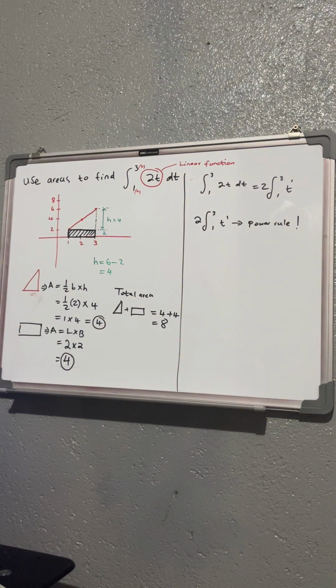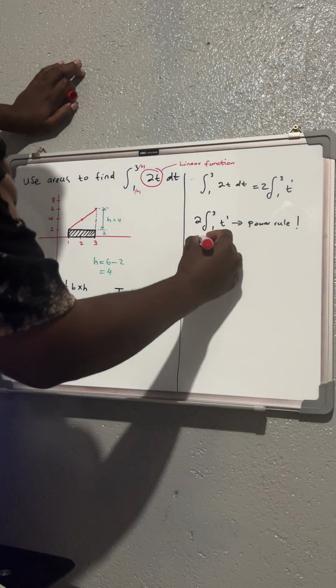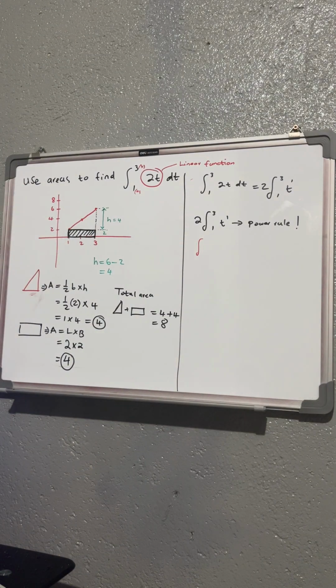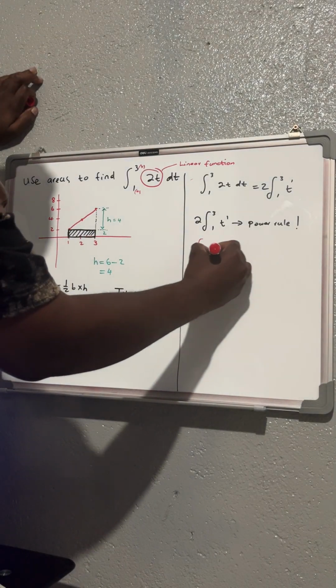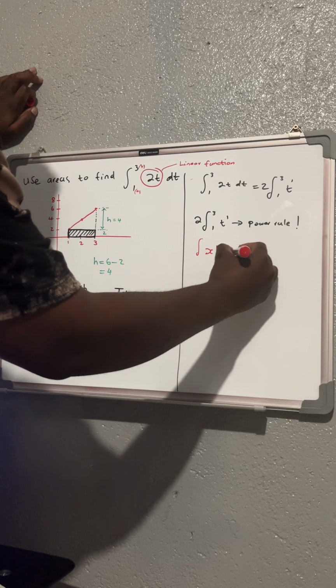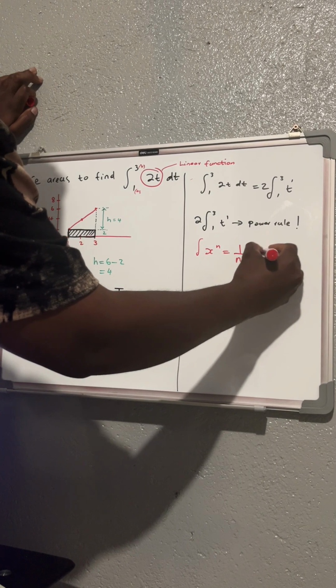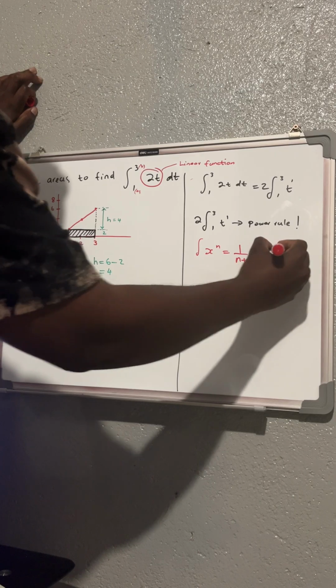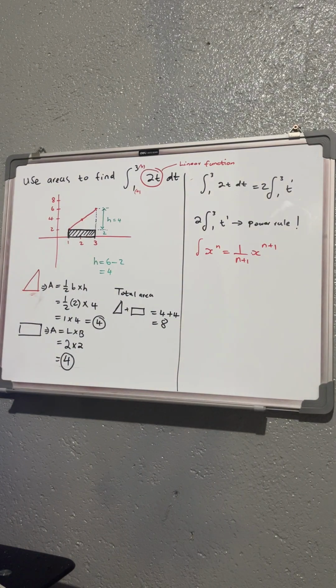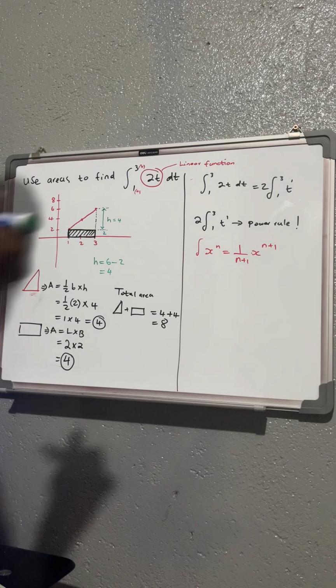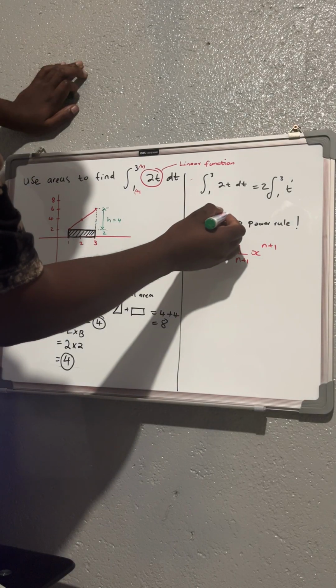So what does the power rule say? The power rule says if you have an integral of x to the exponent n, you can write this as 1 over n plus 1, multiplied by x to the exponent n plus 1. So in this instance, what is our n? Our n will actually be this 1 that you see here.